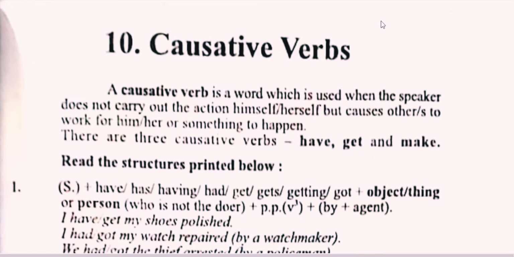Okay. Today I'm going to talk about causative verbs. In grammar, while making sentences, sometimes we have to express some special ideas. To make such sentences, we need three verbs, which are called causative verbs. And the verbs are have, get, and make. This time, I'm going to read the written or printed definition there.